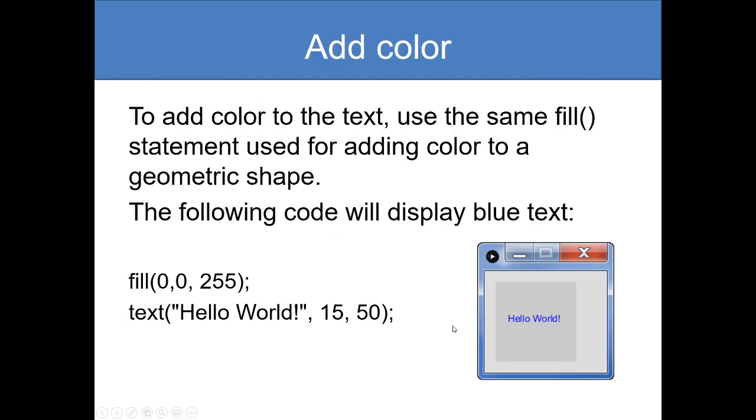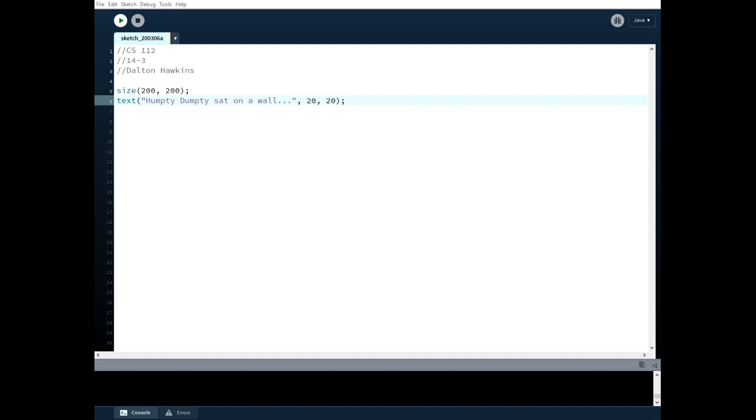So let's try and change it. Let's add some color. Let's fill, let's make it a color. Let's make it blue, 0, 0, 255. So if I run this, hey, we have Humpty Dumpty sat on a wall.